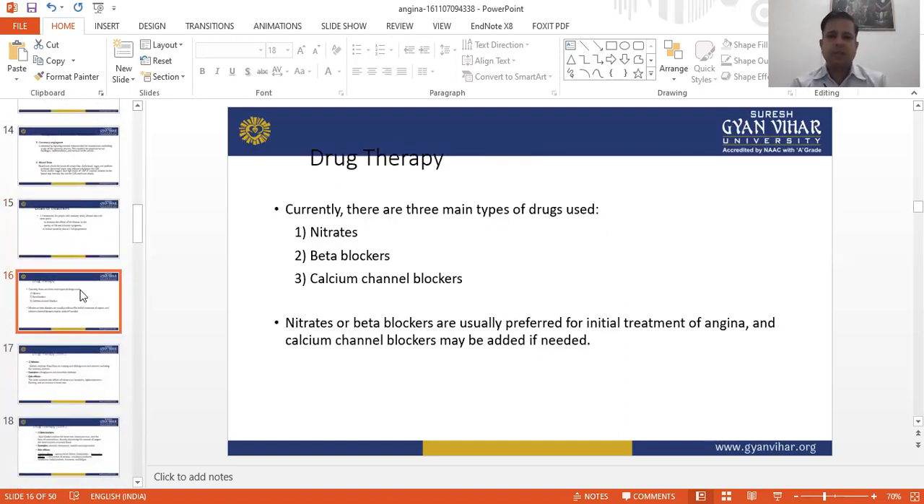Drug therapy. Currently, there are three main types of drugs used: nitrates, beta blockers, and calcium channel blockers. So the first drug is nitrates. Nitrates or beta blockers are usually preferred for initial treatment of angina, and calcium channel blockers may be added if needed.